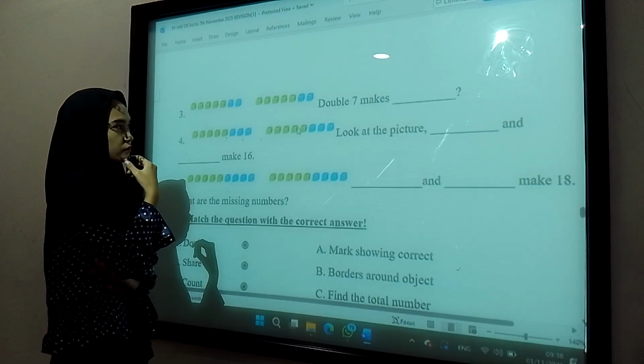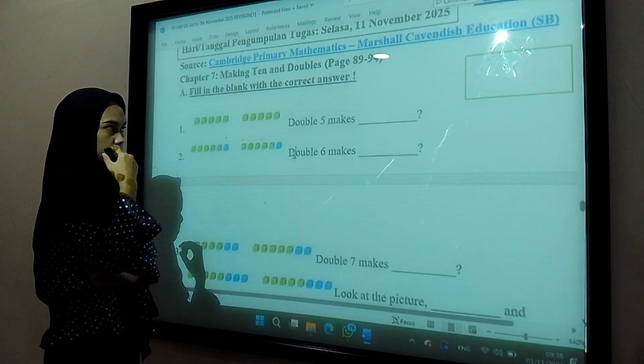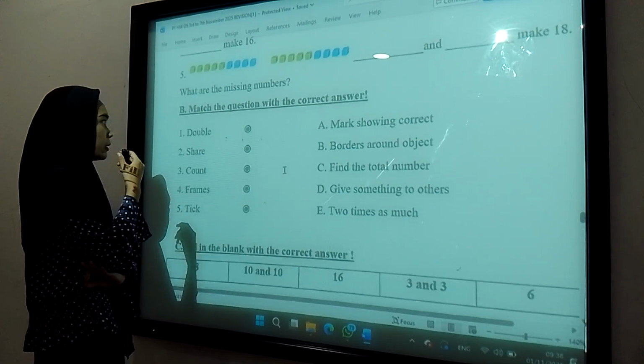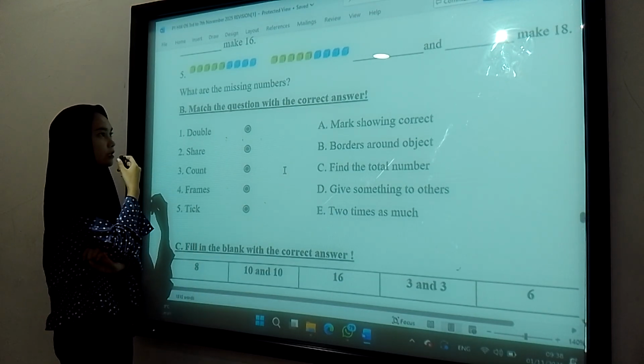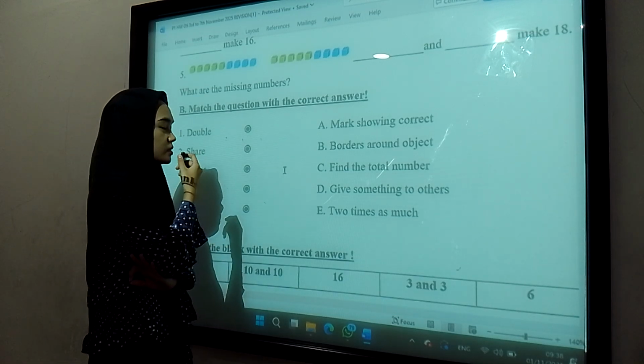So it means for this question, they just need to count how many boxes inside, how many boxes they provide in the picture. Okay, we just go to part B. In part B, we match the question with the correct answer. Number one is double. What is double? It means two times as much.